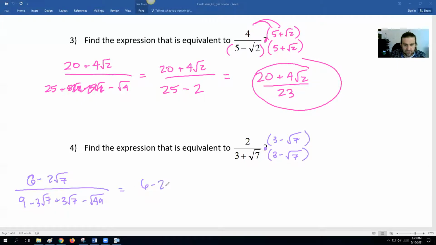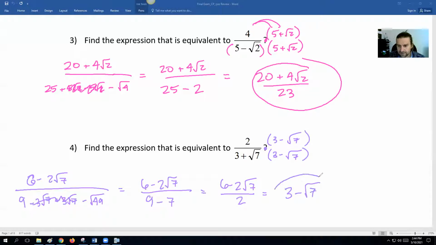So we get 6 minus 2 radical 7 over, this becomes 9, those go away, cancel out, minus 7. So we got 6 minus 2 radical 7 over 2. So last thing we want to do is to see, can we divide 6, 2, and 2 by the same number? Yeah, we can divide them by 2. And so 6 divided by 2 is 3, and then 2 radical 7 divided by 2 is just 1 radical 7, or just radical 7. And there's the answer. It'd be 3 minus radical 7, which is crazy because that's the conjugate. It just worked out that way.